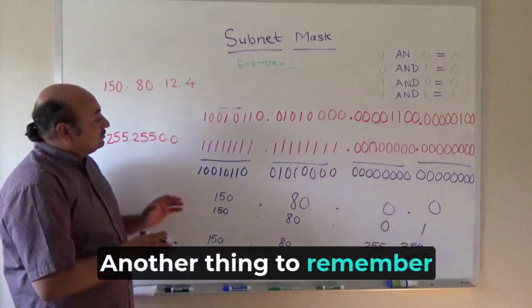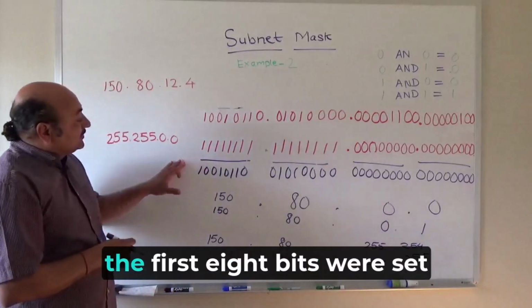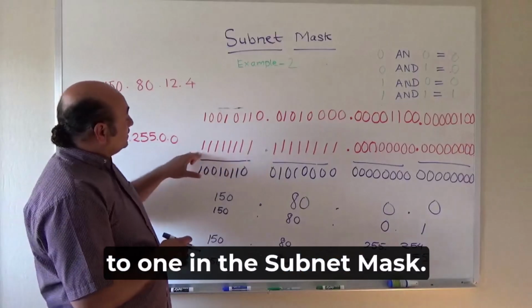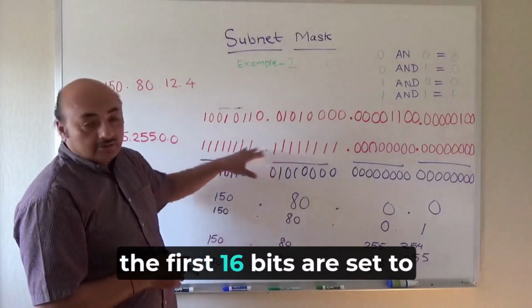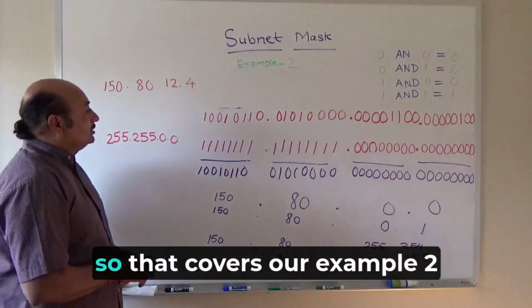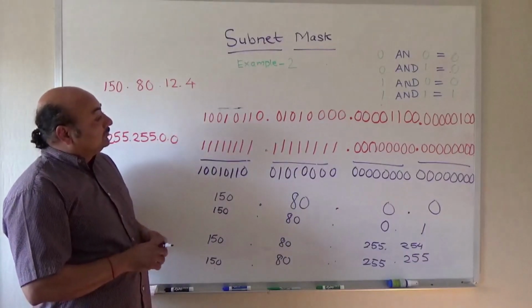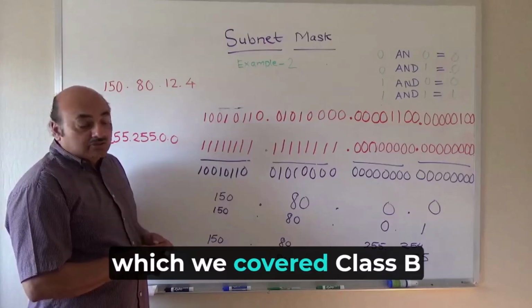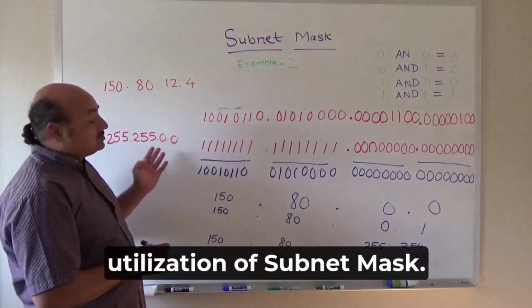Another thing to remember here is that in class A, the first 8 bits were set to 1 in the subnet mask. In class B, the first 16 bits are set to 1 in the subnet mask. Okay, so that covers our example 2, in which we covered class B utilization of subnet mask.